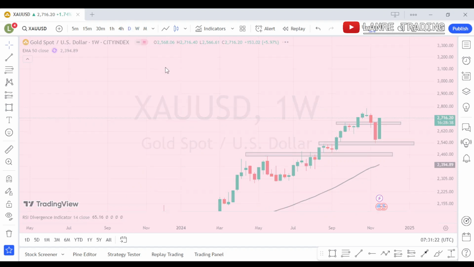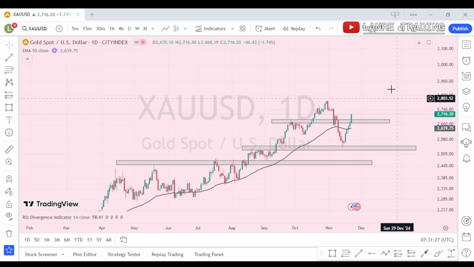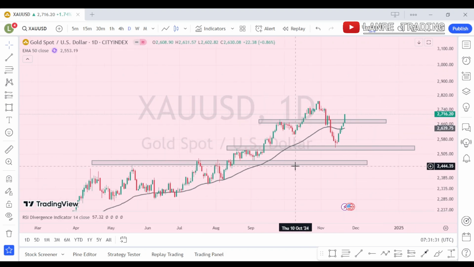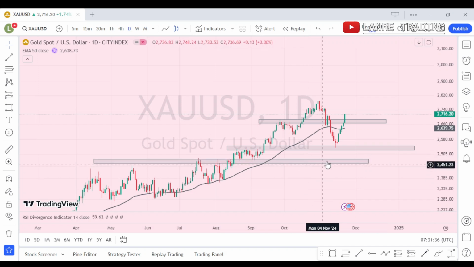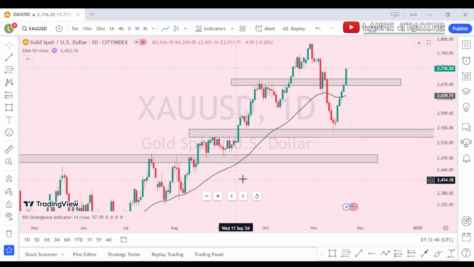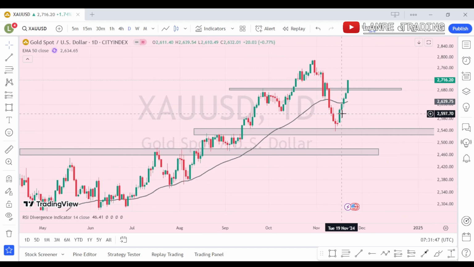So I will scale down to the daily time frame. What do we use the daily time frame to do? It is just to adjust the main key levels that were drawn on the weekly time frame, because we can see them more on the daily time frame. They are more obvious on the daily time frame.